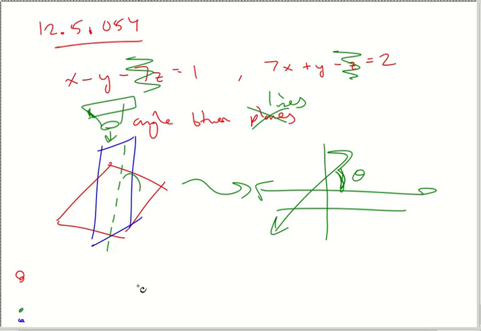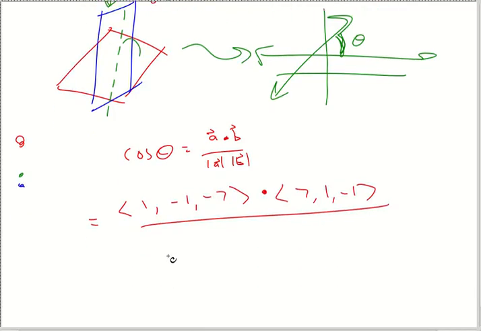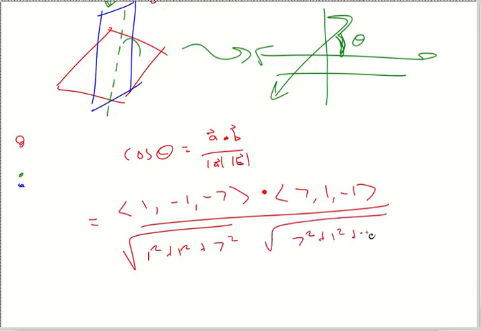So what I'm going to do is go back to a formula that we've seen before. Cosine theta is equal to a dot b over magnitude of a, and then magnitude of b. I'm just in 3D zone instead of 2D, and it doesn't change anything. So here we go. I got 1, -1, -7. I got 7, 1, -1. And then I got the magnitudes down here. 1 squared, 1 squared, 7 squared, 7 squared, 1 squared, 1 squared.